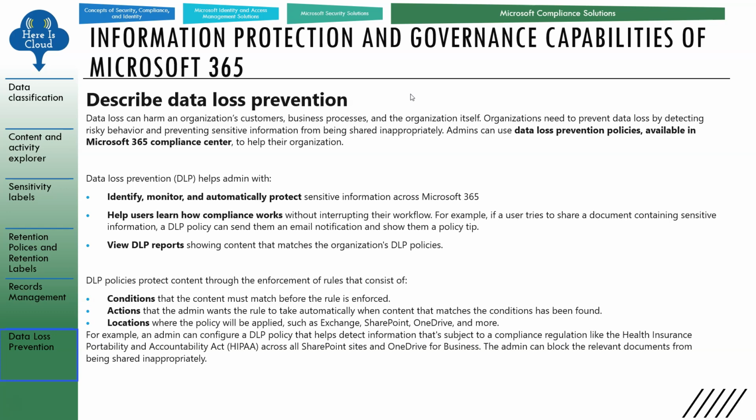For example, if a user tries to share a document containing sensitive information, a DLP policy can send them an email notification and show them a policy tip. The admin can view DLP reports showing content that matches the organization's DLP policies. The DLP policy protects content through enforcement of rules that consist of condition, action, and location. Conditions that the content must match before the rule is enforced. Action that the admin wants the rule to take automatically when the content matches a condition. And location where the policy will be applied, such as Exchange, SharePoint, OneDrive, and more. So this is how DLP helps for data loss prevention.